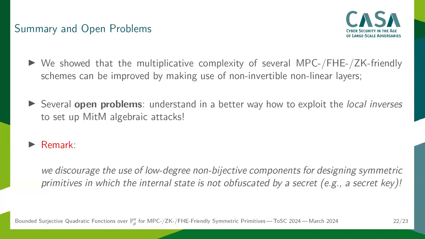And before I conclude, I would like to make this remark. We discourage the use of low-degree non-bijective components for designing symmetric primitives in which the internal state is not obfuscated by a secret, like a key. So what it means is, if you want to set up a sponge hash function, don't use these non-invertible low-degree functions, because you can set up a collision in a few rounds by just solving a low-degree system of equations. So we just use these functions carefully, or in the case where you have a key.